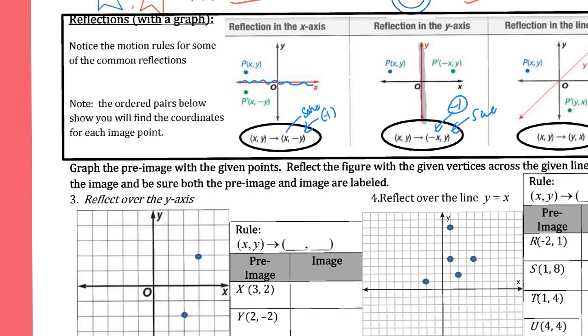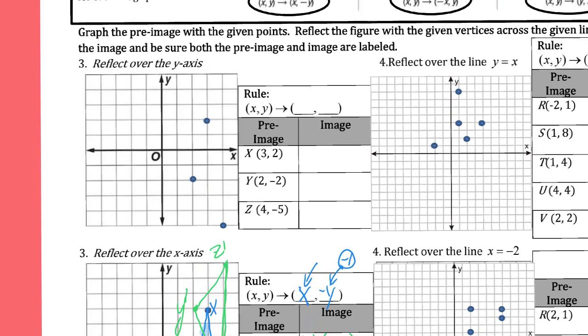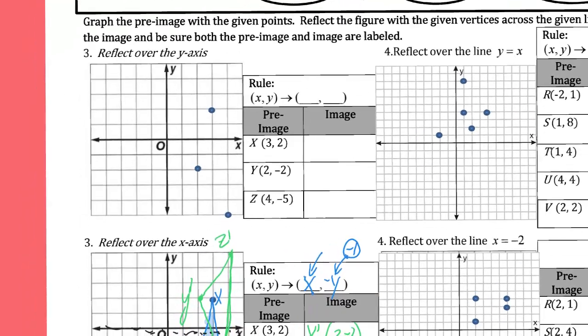And so if you go down to this graph right here, it's the same original pre-image as the other one. Why? Because I just thought it'd be good to say, hey, given the same x, y, z, x being 3, 2, y being 2, -2, and z being 4, -5, the rule for reflecting across the y-axis is to change the value of x by times it by -1, and then keep y the same.